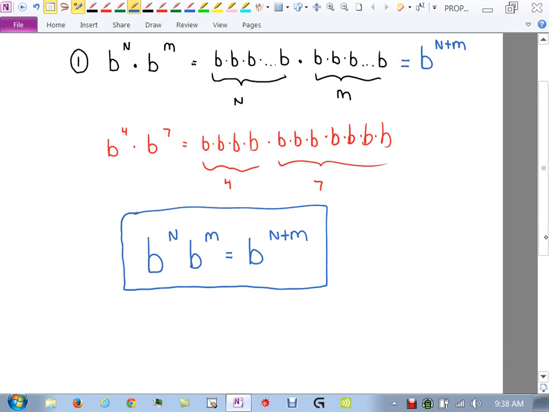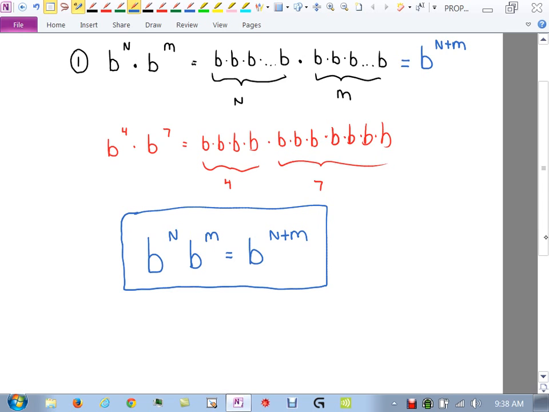First of all, what's the base in this one right here? What's the base in this first piece? B. What's the base in this one? B. The only way this property works is if it's the same base, right? You have to have the same base here as you have here. If those bases are the same, then this property works. If the bases are different, this property does not work anymore.